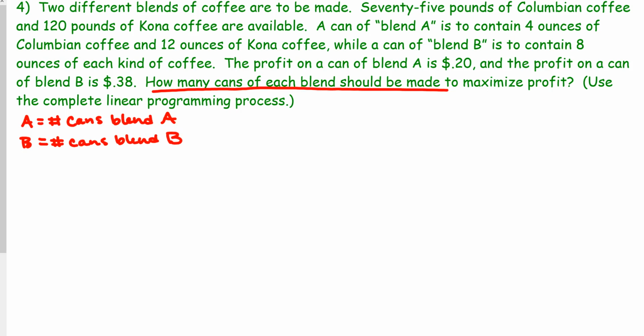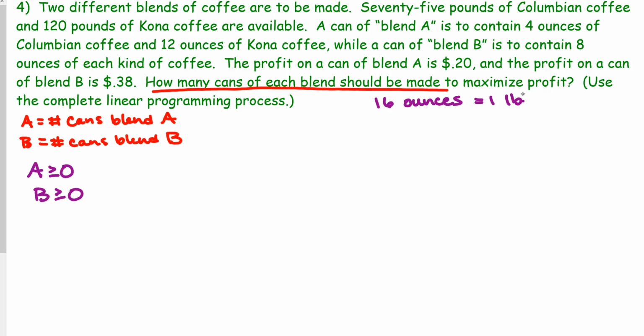Okay, so now for the constraints. Well, let's start off with those invisible constraints. A is greater than or equal to 0, and B is greater than or equal to 0 because you can't have a negative number of cans. Another thing that could throw you off in this problem is that we have some things described in pounds and some things described in ounces. So you have to decide if you're going to work in ounces or pounds. I'm going to decide to work in ounces, and remember there are 16 ounces in 1 pound.